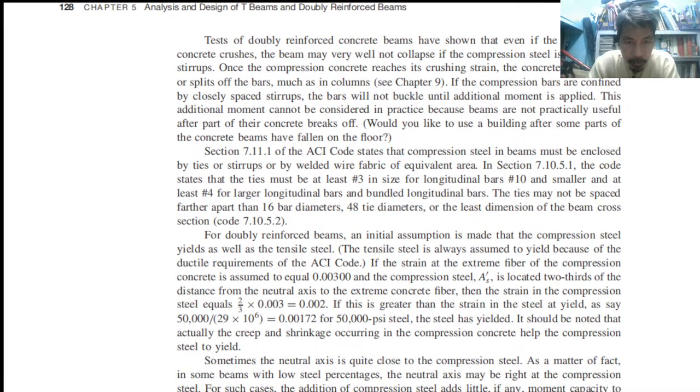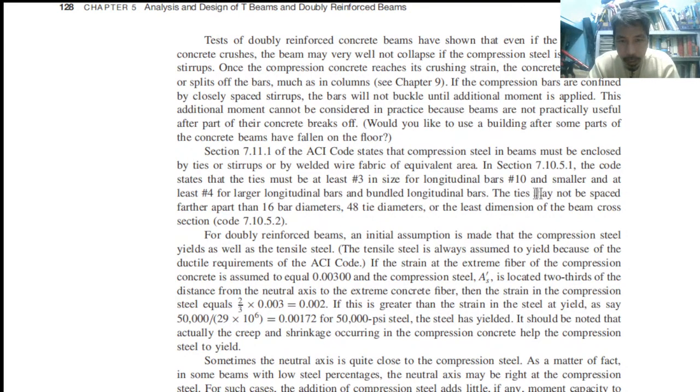What are the other important things? Ties. What do you mean by ties? Number 10 bars and smaller. That is what we mean by stirrup. Stirrup is called ties. In your engineering plan, that is called stirrups.